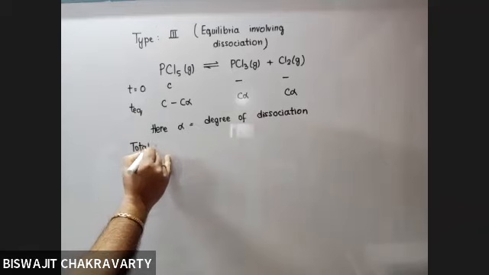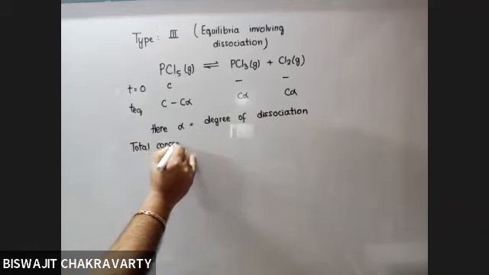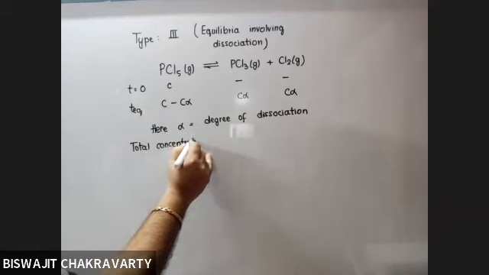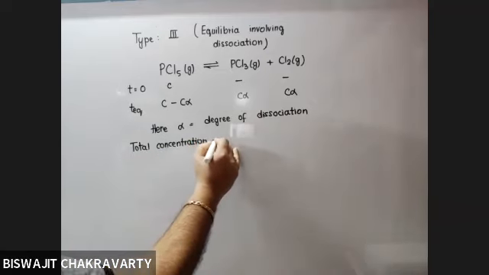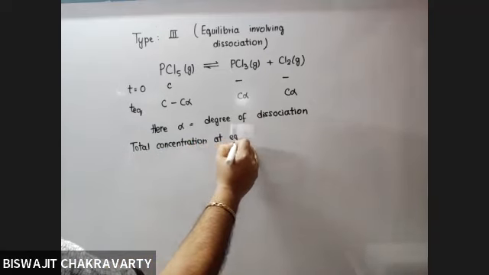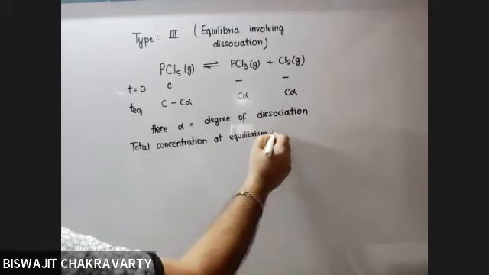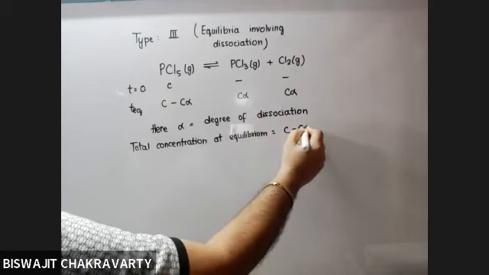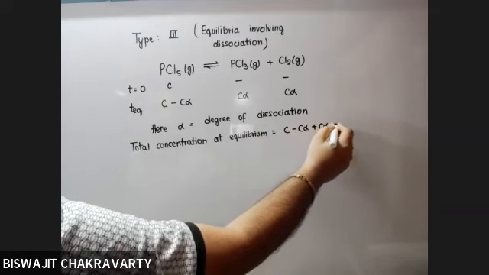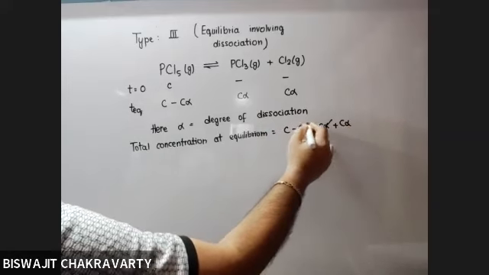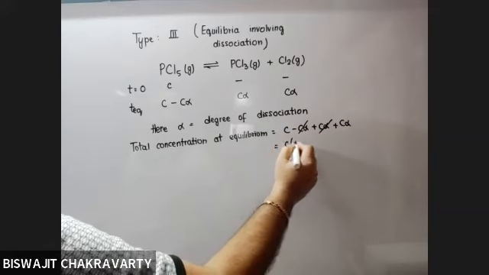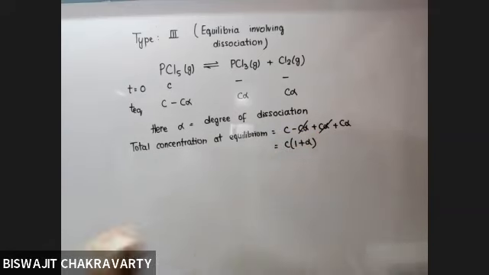Total concentration at equilibrium will be C minus C alpha plus C alpha plus C alpha. So C into 1 plus alpha. This will be the total concentration at equilibrium.